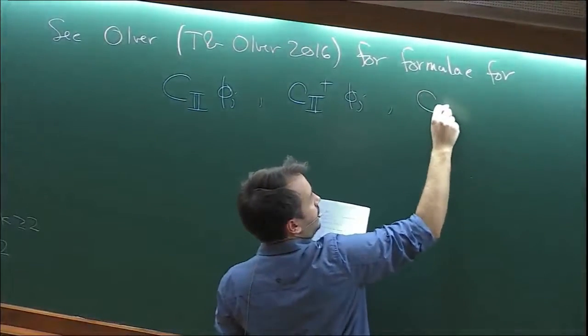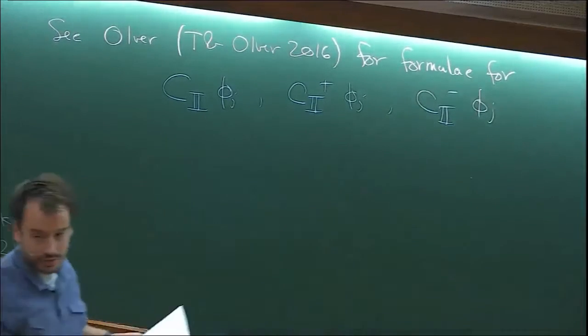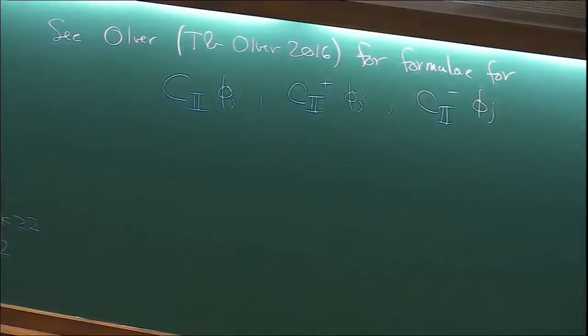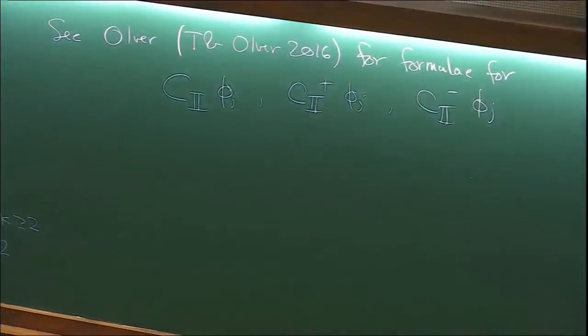And Ci minus. So there's formulas out there, and I'm not going to even try to write them. They're in terms of hypergeometric series. And on the interval, it's simpler. These are a bit simpler, but this one is more complicated.